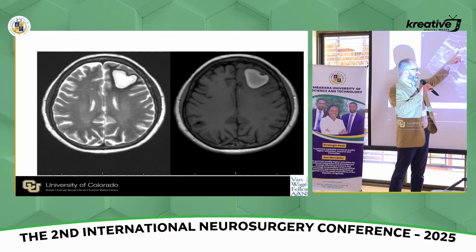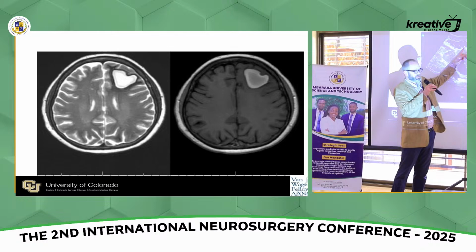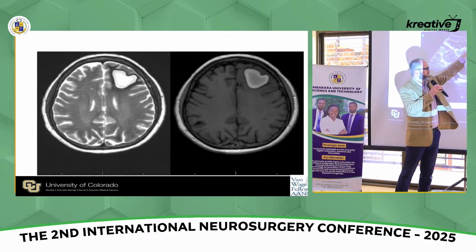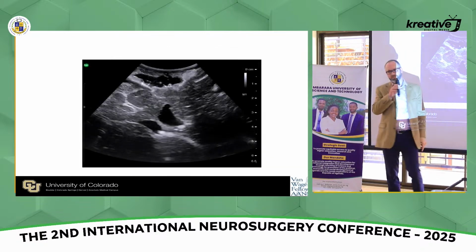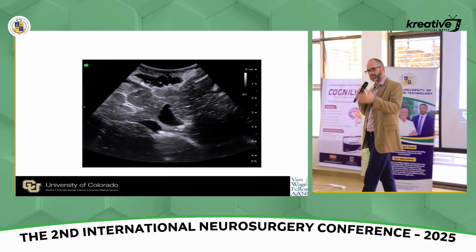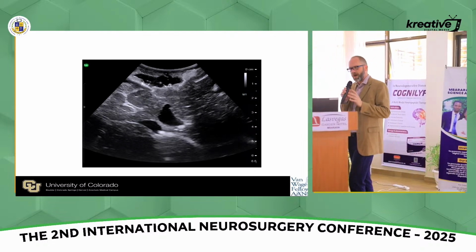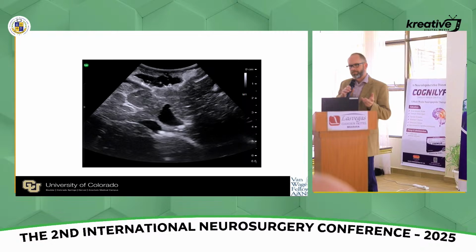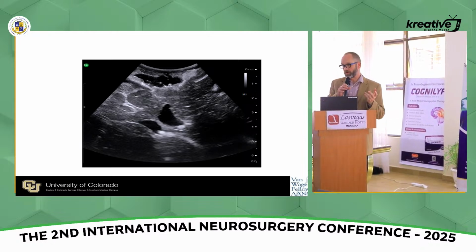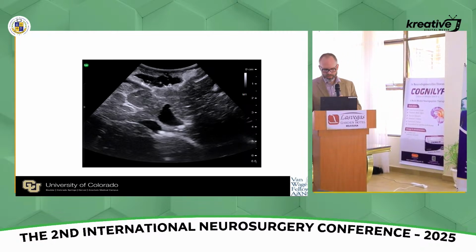So the base of that fluid cavity is always going to be bright. This is a little contused brain, which is also bright. So looking multiple times over the course of an operation will help you not mistake that for residual tumor, okay? And this is just the postoperative scan showing some hemostatic material in the cavity, but the tumor is completely excised.